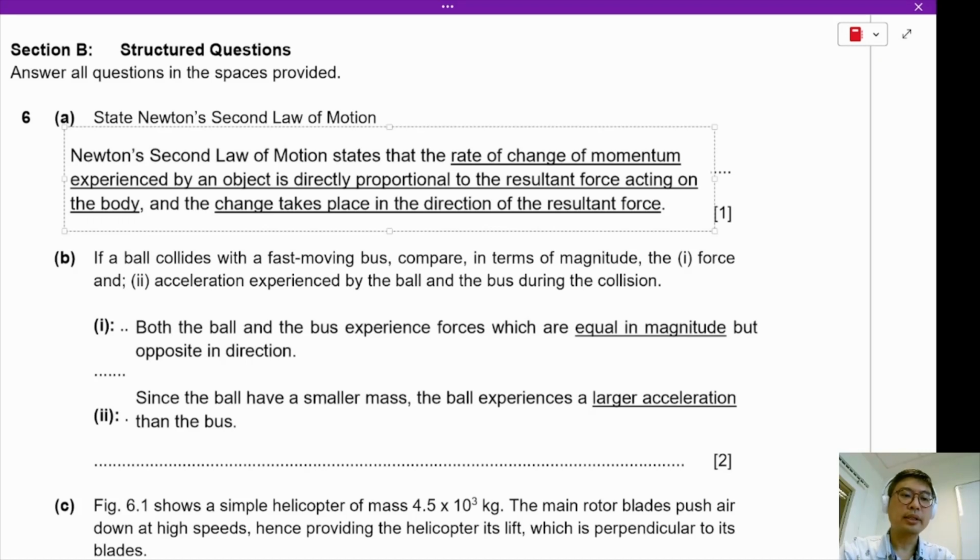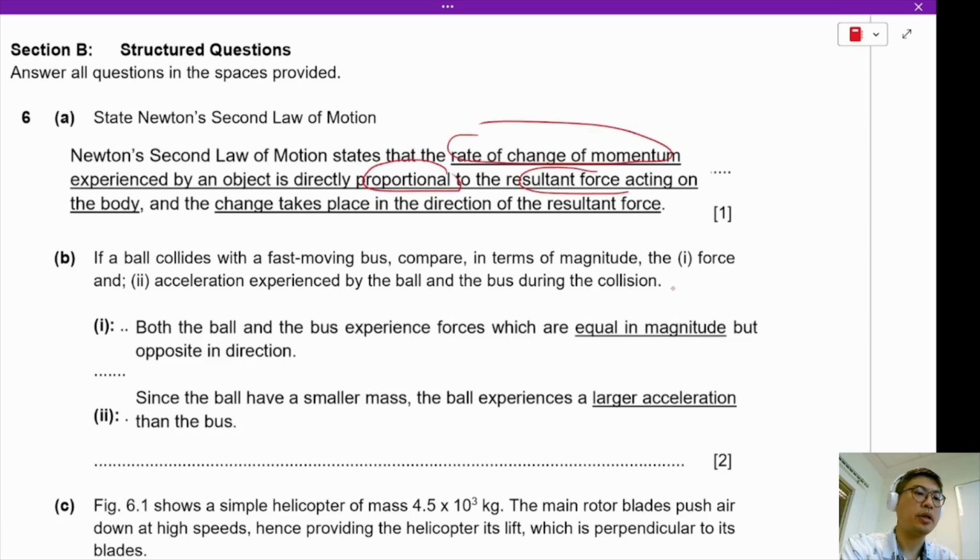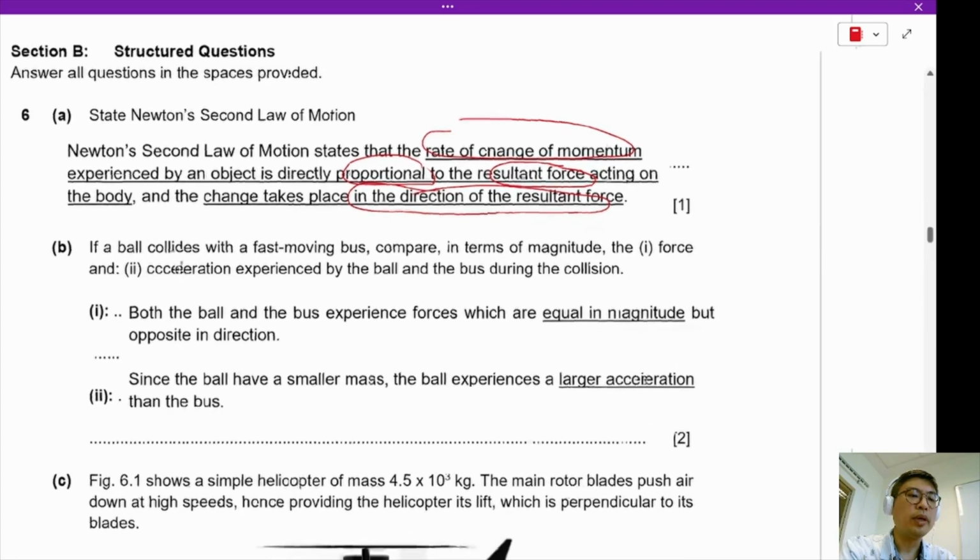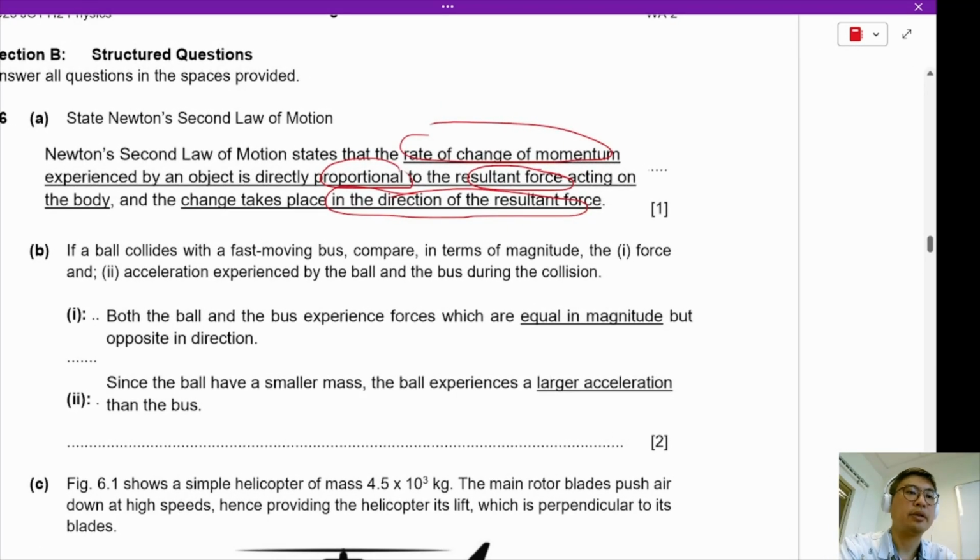For question 6, Newton's second law says that the rate of change of momentum is directly proportional to the resultant force acting on the body, and the change takes place in the same direction, in the direction of the resultant force. So what are some common mistakes that you make? It is wrong if you state the equation F equals ma. This is one of the common ones.